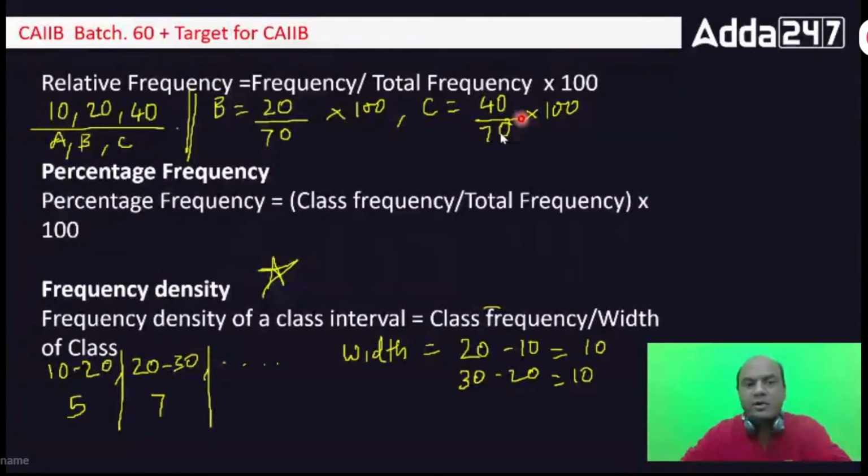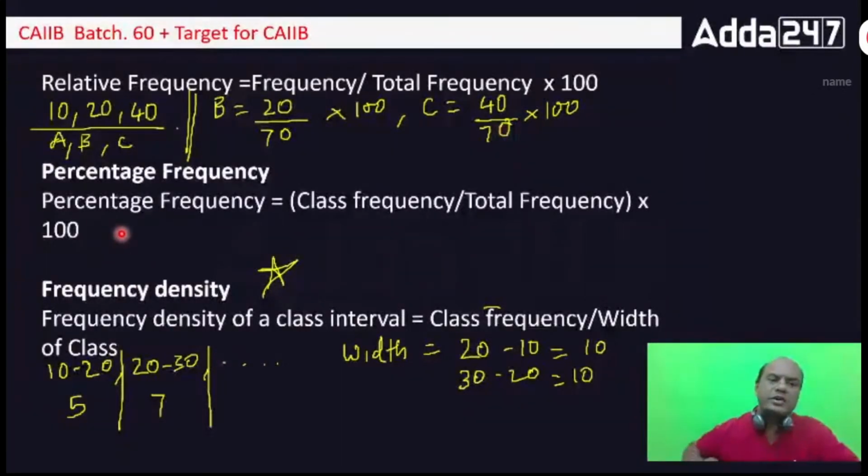Correct? 10 upon 70 into 100. Isn't it? 10 upon 70 into 100. Right? So 1/7, 14.28. Correct. 14.28. Very good. What does it mean? You got the concept.